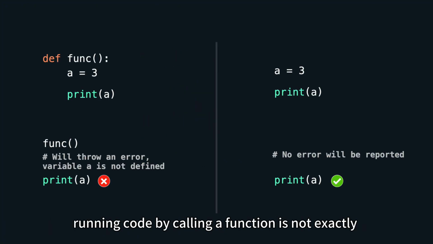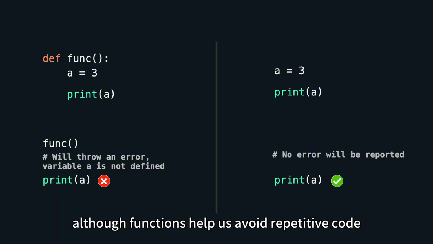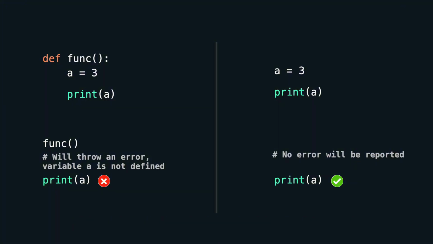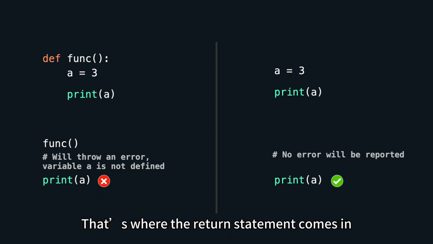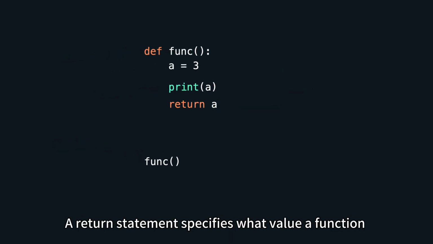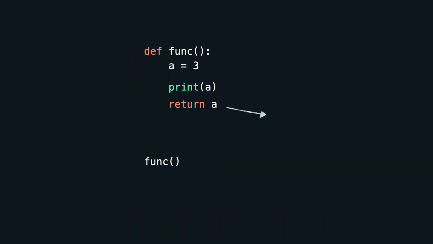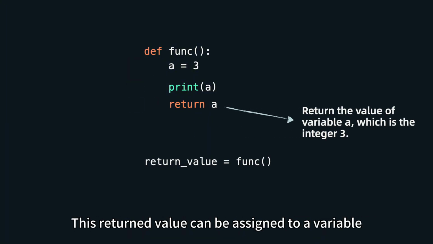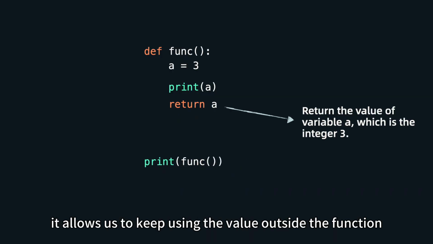Therefore, running code by calling a function is not exactly the same as running that code directly. From this perspective, although functions help us avoid repetitive code, not being able to access internal variables might seem limiting. That's where the return statement comes in. A return statement specifies what value a function should give back after it finishes executing. This return value can be assigned to a variable, printed, or used in any other way. Most importantly, it allows us to keep using the value outside the function.